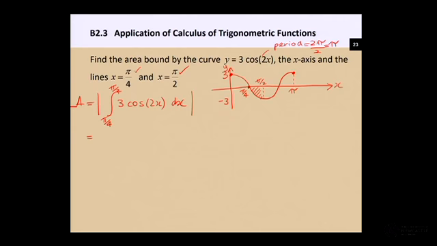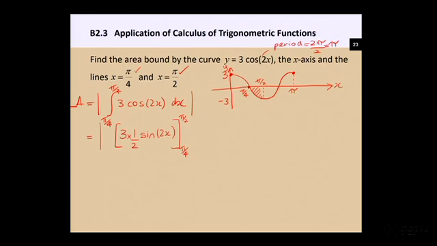It says, and this is my square brackets, the 3 stays there. It can come out, it's a constant, but I'm just going to leave it there for the moment. The integral of cos turns out to be sine, so I'm going to put the sine of 2x, and it's needing a 1 on. What number do I need to put it on? A 1 on 2. And then it says from pi on 4 to pi on 2.